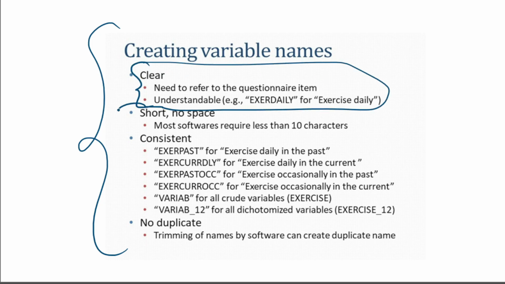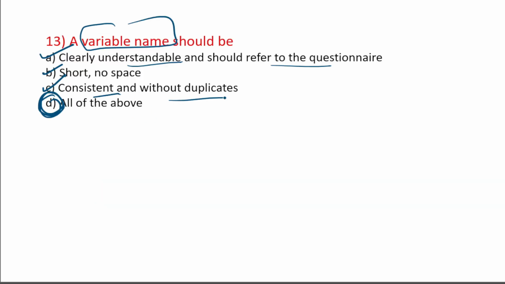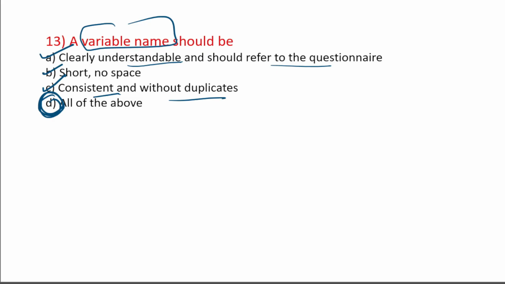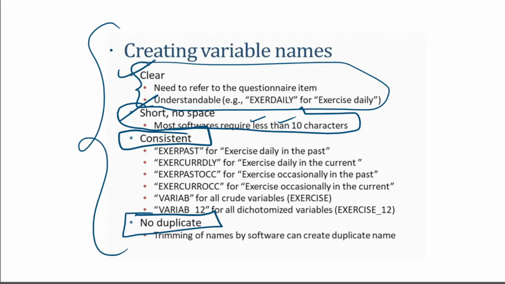In the second point, it should be short with no space because most of the software will require less than 10 characters. Therefore, it should be short and no space. And the third option was it should be consistent and without any duplicates. So therefore, we got the answer for our question. I request all the readers to please have a good idea regarding the creating the variable name slide.